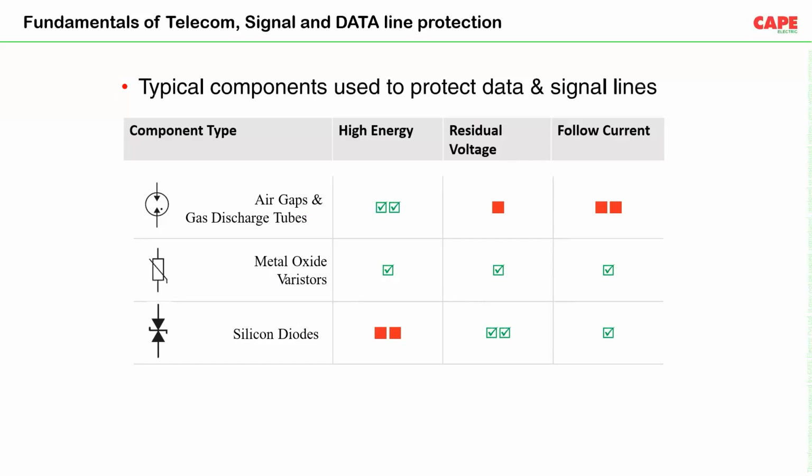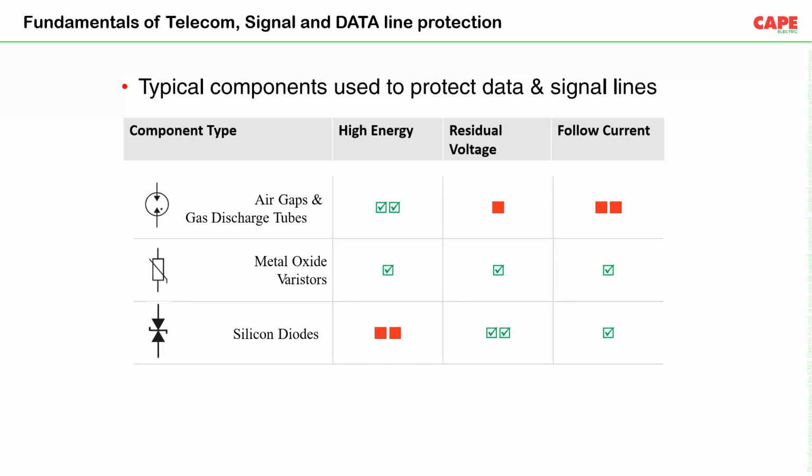So we have taken three properties: the energy withstanding capacity, the residual voltage, and the follow current. In case of gas discharge tube, they have a very good energy withstanding capacity, but poor residual voltage. That means the clamping voltage, the spark voltage, will be a little high, and they have a problem of follow current. Whereas metal oxide varistors have a decent energy handling capacity, a decent, low spark voltage, and they don't have a follow current problem.